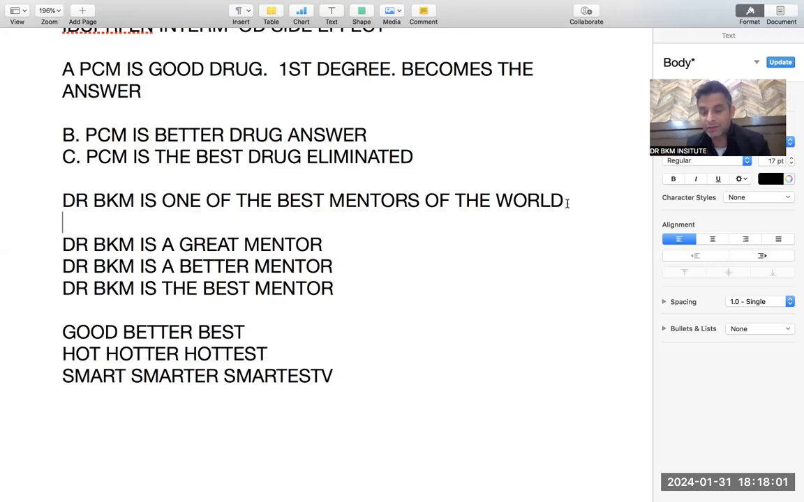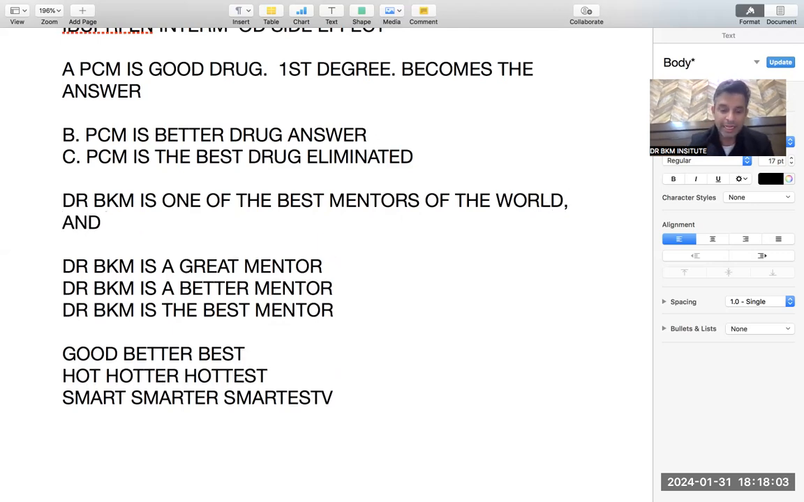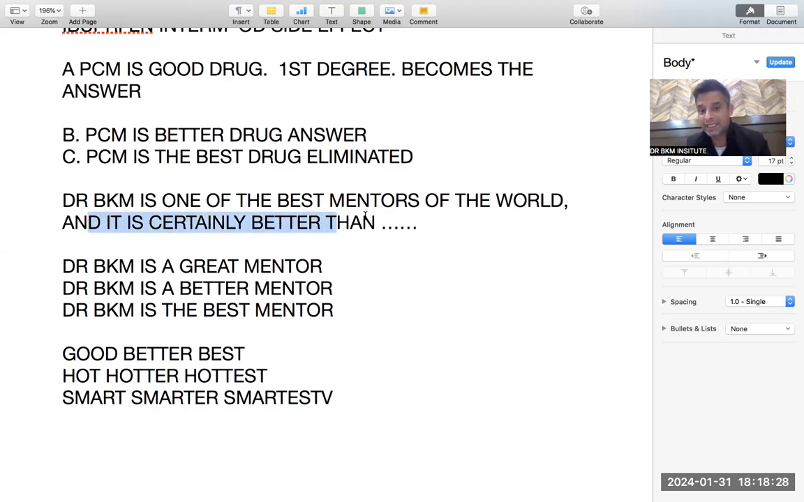But if I say Dr. BKM is one of the best mentors of the world, and is certainly better than blah blah blah, you can put in your names. I don't like to fall into comparisons, and nobody likes it. Every mentor tries his or her level best, so everybody tries their best, nothing about comparison at all. But if the paragraph says it is certainly better than dash, then the answer becomes this, because my paragraph also uses a comparative degree.